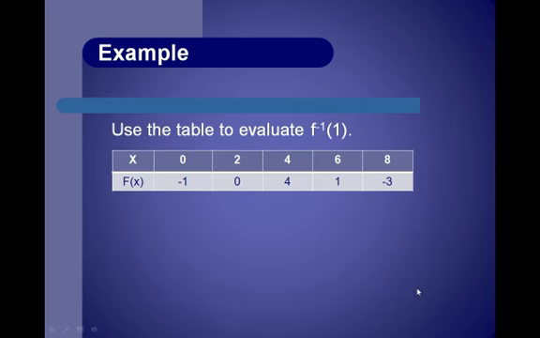Okay, let's do an example with a table. Use the table to evaluate f inverse of 1. Well, f of 1 would mean find the y value when x is 1. F inverse of 1 means find the x value that gave us a function value of 1. So if f of x is 1, then f inverse means the x value that gave us 1 was 6. So f inverse would be 6.